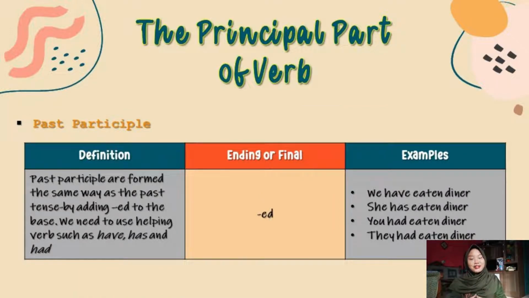Fourth, past participle. Past participle is formed the same way as the past tense, by adding ed to the base form. But we need to use a helping verb such as have, has, and had before the verb. Example: you have eaten dinner. She has eaten dinner. We had eaten dinner. He had eaten dinner.